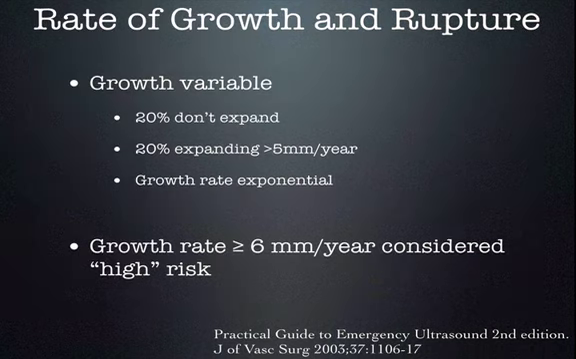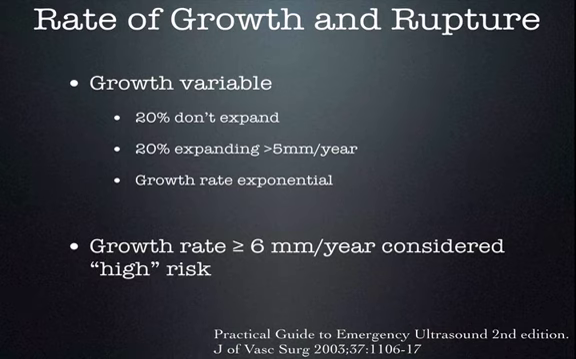Now, the other big factor that has to be considered, and something that we're rarely going to know as acute care providers, is the rate of growth. Now, you can see here that the growth rate is highly variable. 20% of AAAs will actually plateau off and quit expanding, whereas 20% will expand greater than 5 millimeters per year, meaning approximately 60% will expand less than 5 millimeters a year. Also, the growth rate is not a constant. It actually is exponential. In other words, the larger the AAA gets, the quicker it grows. A growth rate that is high risk for rupture is greater than 6 millimeters per year.